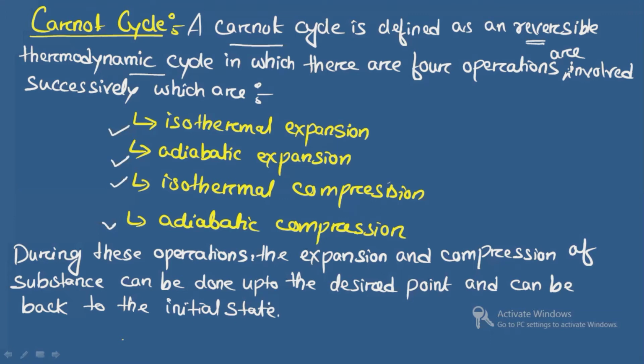So the Carnot cycle is what? It is a reversible thermodynamical cycle in which there are different processes, different reversible operations, which are done up to a desired point and it is coming back to the initial state. And the operations involved in the Carnot cycle are isothermal expansion, adiabatic expansion, isothermal compression, and adiabatic compression. So this is what a Carnot cycle is.